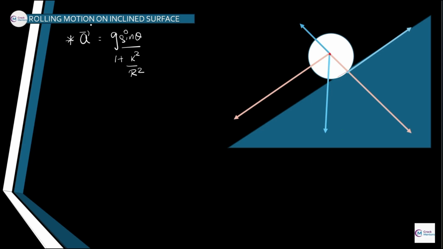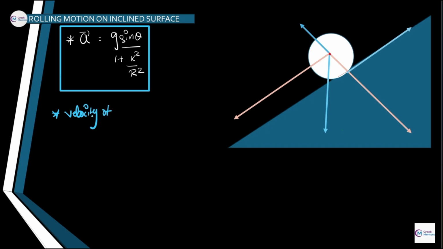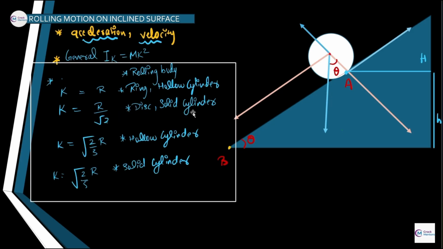Now let us focus on the velocity part, the velocity of the object at any height h. I am talking about any height h. Before, I mentioned the height was capital H, the vertical height of the inclined plane. But I am going to solve with a small h.